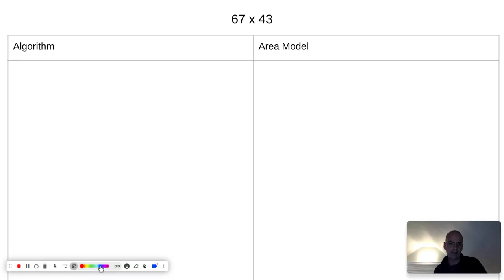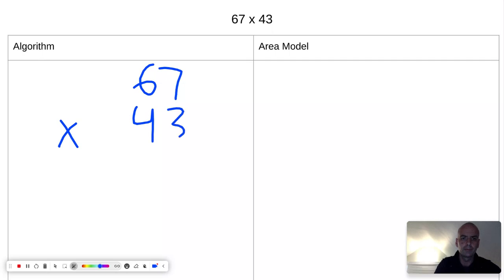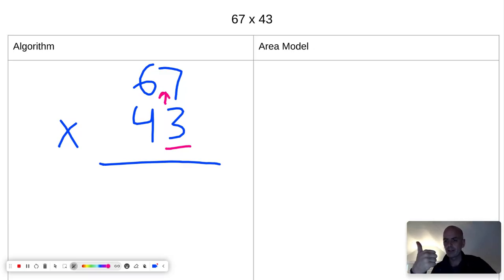So what we're going to do is we'll start with the algorithm. And if we're doing 67 times 43, hopefully you're using graph paper. All right, so I've lined that up. And as we've done many times before now, we start with the ones digit, right? And the ones on the bottom first is going to multiply to the ones on the top. So 3 times 7 is 3, 6, 9, 12, 15, 18, 21. So you put a 1, carry the 2.